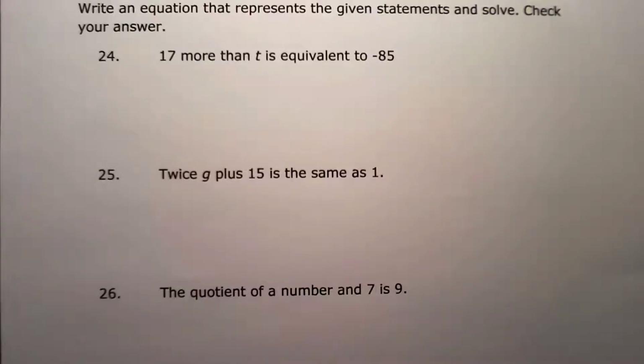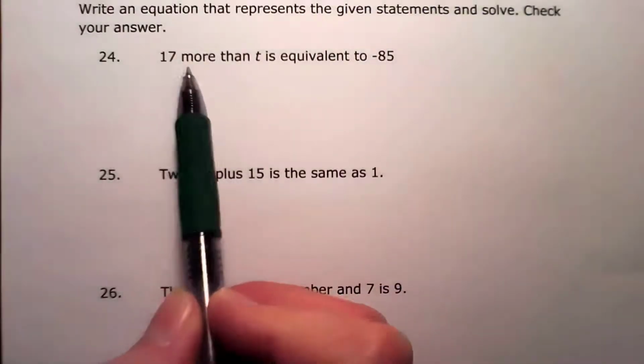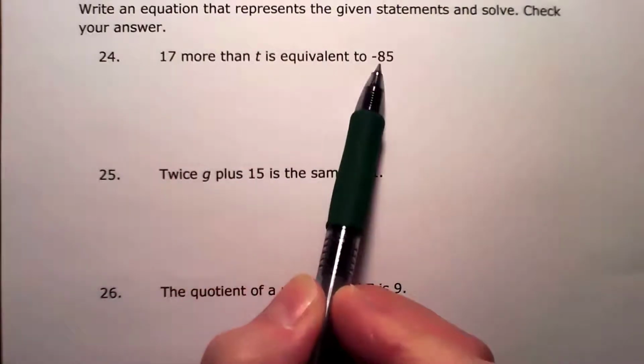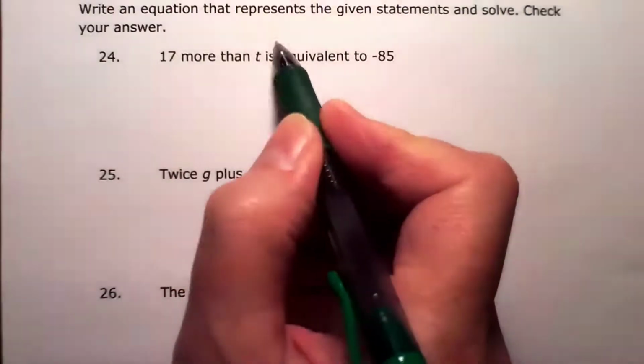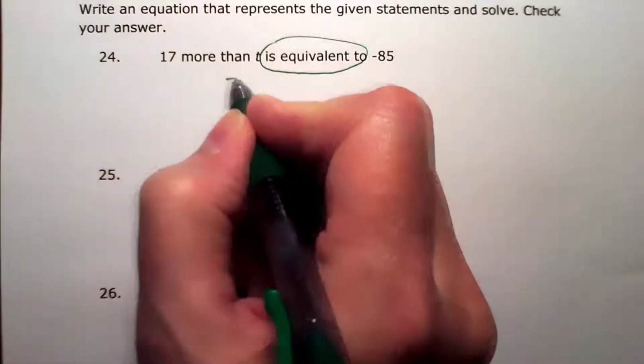This video is based on the equations review from the Math Prep and Learning Lab and will address questions 24 through 26, which are about writing an equation and solving it. So first, reading the equation, 17 more than t is equivalent to negative 85. I always like to put the equal sign first. Is equivalent to is going to be my equal sign.